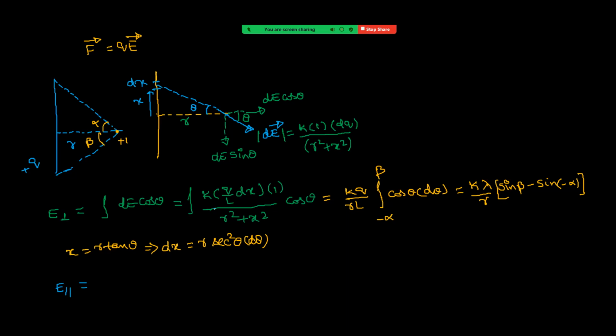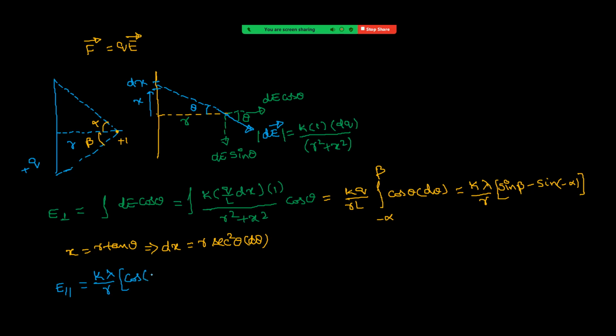This entire part stays as it is, only in place of cos we now take sin. That means finally it is a sin, right? Integration of sin is minus cos. That means we are going to get here k lambda by r.